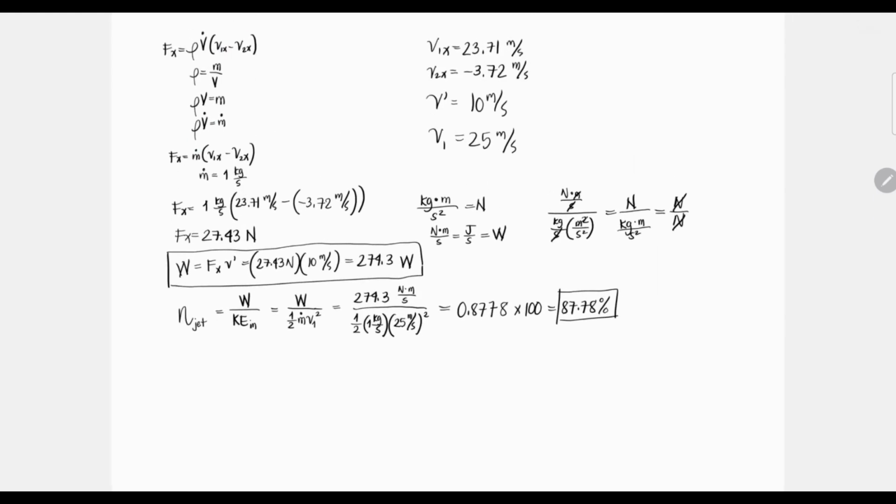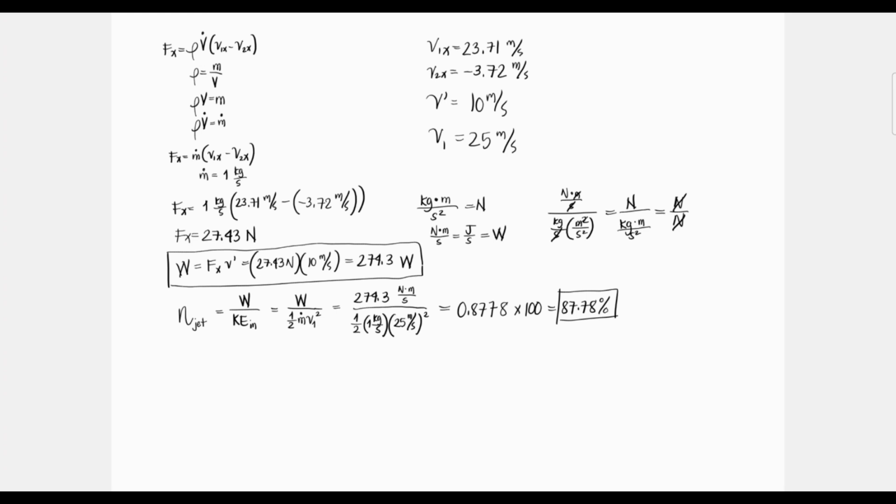And then we assumed na ang mass flow rate natin is 1 kg per second kasi walang binigay na mass flow rate. So using that assumption, we computed for the f of x. Then using f of x, we computed for the work, where yung f of x natin ay minultiply natin sa v prime. We arrived at 274.3 watts. Yun yung work ng water sa vein.